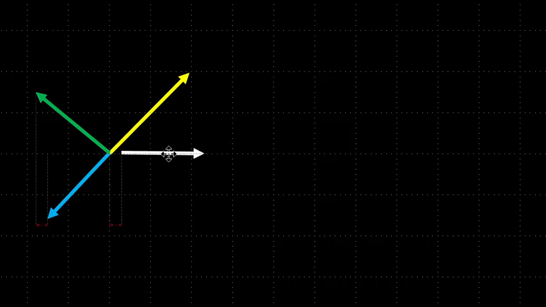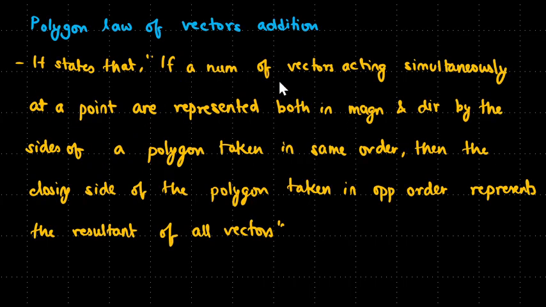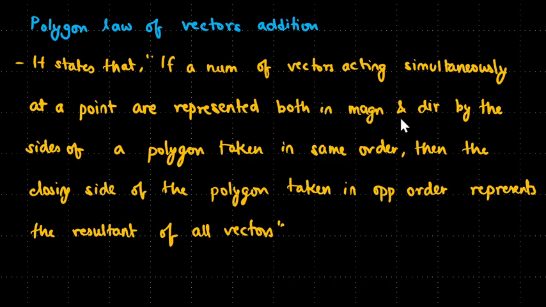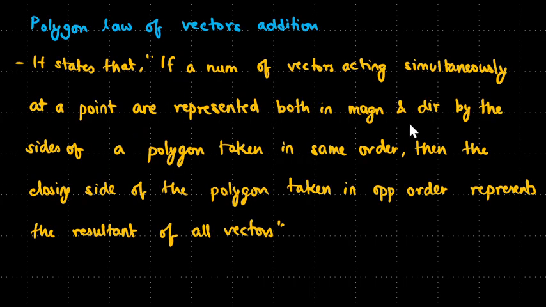since one is already its resultant. So if you only had this vector, it itself is the resultant, since resultant is just like adding them to make it a single thing. So now a number of vectors, in this case we have four, acting simultaneously at a point, which is this point, are represented both in magnitude and direction. So the magnitude, which will be the length, and the direction, which will be the direction of the arrow, by the sides of a polygon taken in same order.